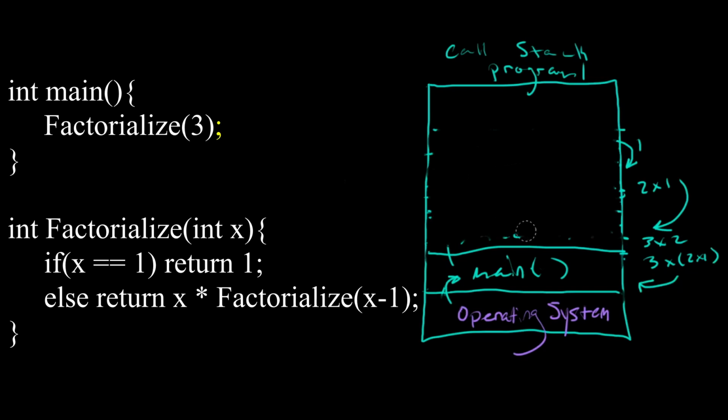And we have our answer in the main, and we can use it. And 3 times 2 times 1 is 6. And then once our program finishes here, the main is cleared off, our program is done, and the control is passed back to the operating system. So that's what recursion is.